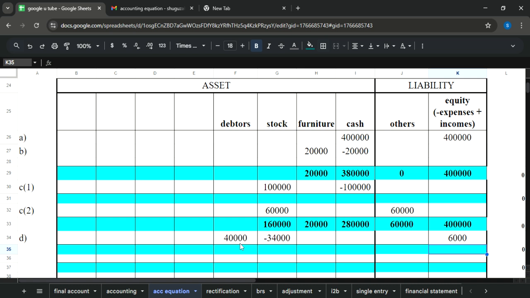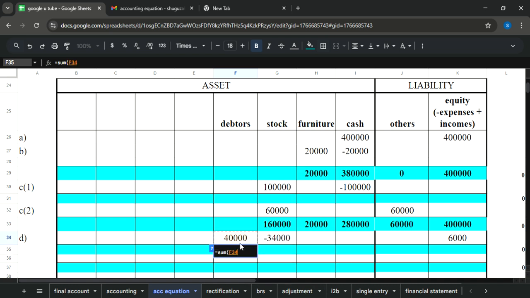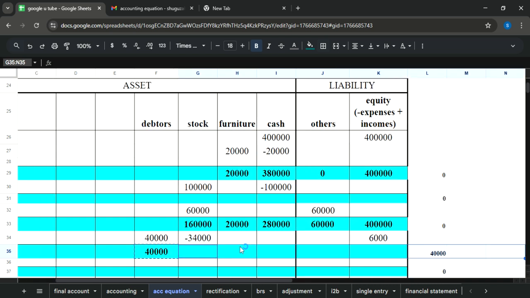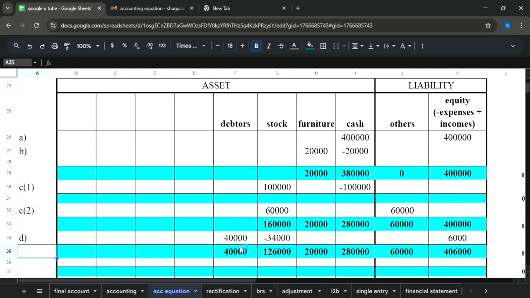And now, as it was told, you will be making total. So here the sum of these two entries you will be making, and similarly you will be taking total of all other sides as well, from asset side to liability side. We have got our total. In this way, our entry number D is completed. Now let's see what E entry is saying.